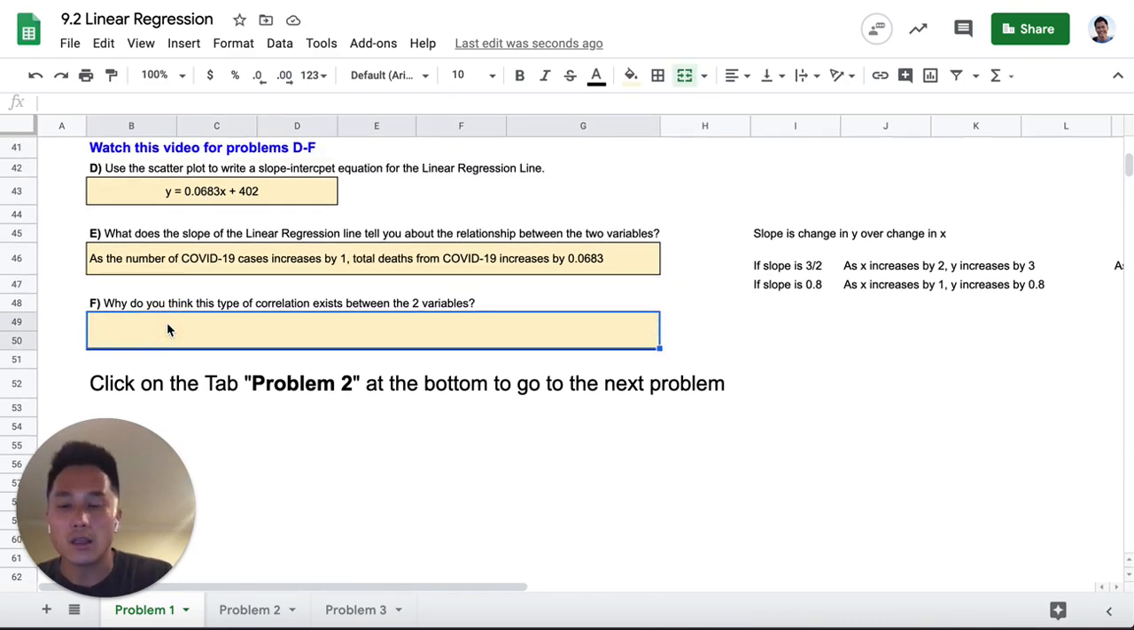And why do you think this type of correlation exists between the two variables, right? Why is it that as the number of cases increases by 1, the deaths also increases by this amount? That I'm going to leave for you to fill out. It's also something that you answered in lesson 9.1.